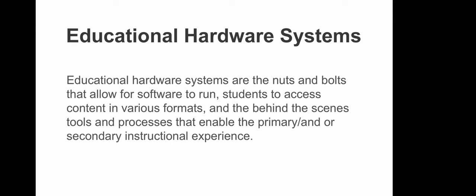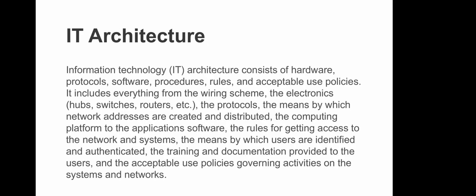But take this definition and think about it, and then compare it to the next definition: what is IT architecture, the traditional IT definition of how all the systems come together to make the systems operate. So IT architecture consists of the hardware, the physical boxes. It's a cloud system. It's the boxes that people access in order to run over the network. The protocols, the software, the procedures, the rules, the acceptable use policies. It's everything from the wiring schemes, the networks, the electronics, the hubs, the switches, the routers, you name it. It's the entire kit and caboodle, the enchilada, whatever term you want to use.